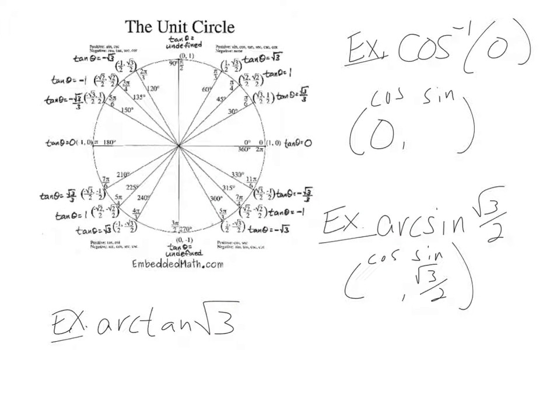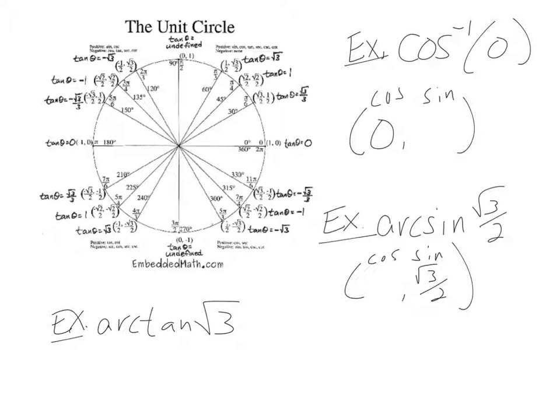So if you're instructed to find exact values without a calculator, that means you're going to be using the unit circle. If your instructions don't specify degrees, you should answer in radians. So the first example is the inverse cosine of 0.